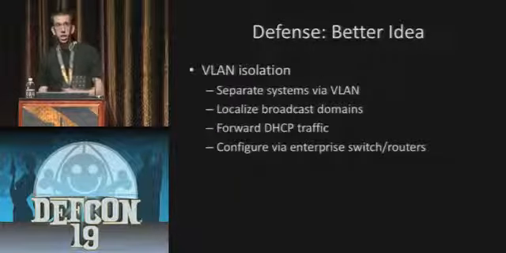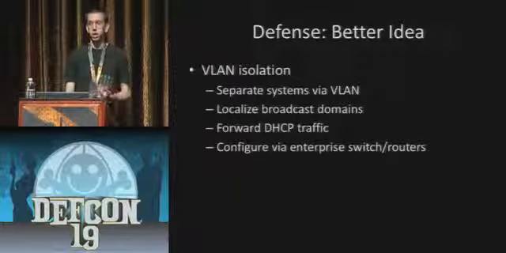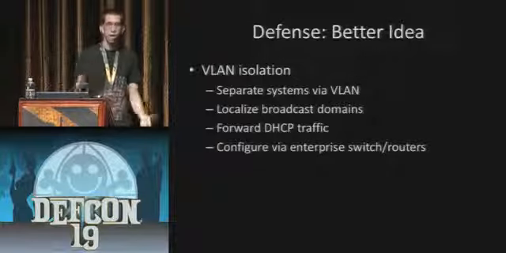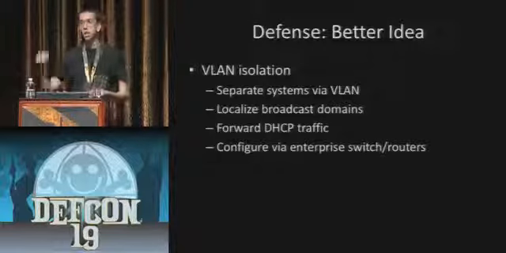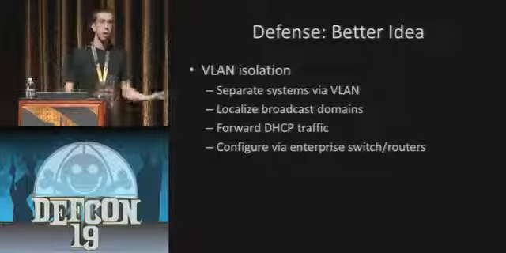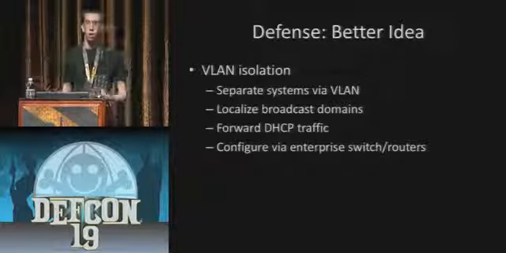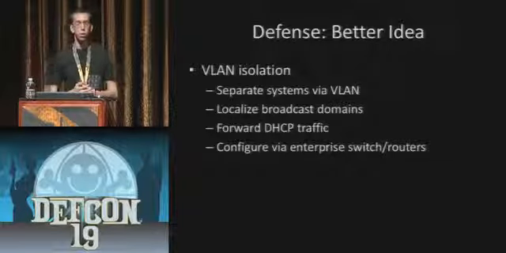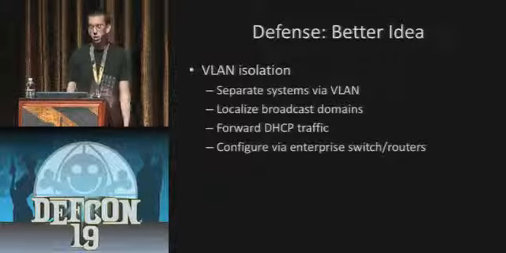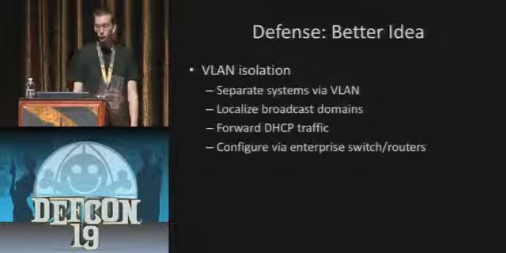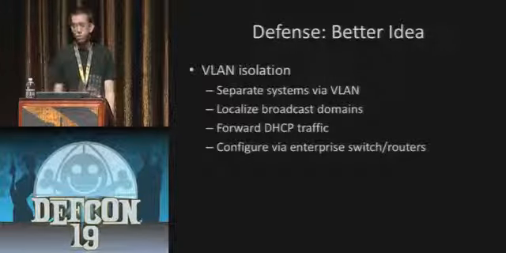A very good idea would be VLAN isolation. If you can, go ahead and isolate all your systems, or as many as possible, on individual VLANs, so one system can't go ahead and pull this off. This isn't the only layer 2 attack. Of course, there's ARP poison routing and all the other kinds of stuff that could be done. So VLAN isolation would also stop this attack. Then you'd forward DHCP traffic somewhere else.